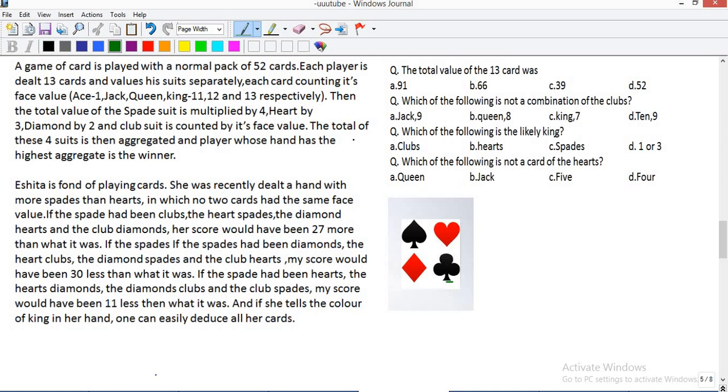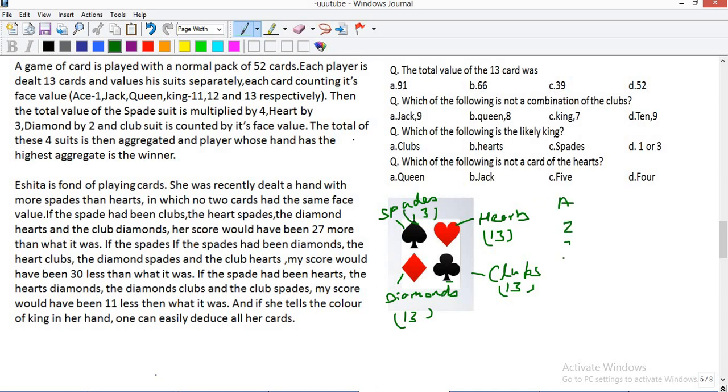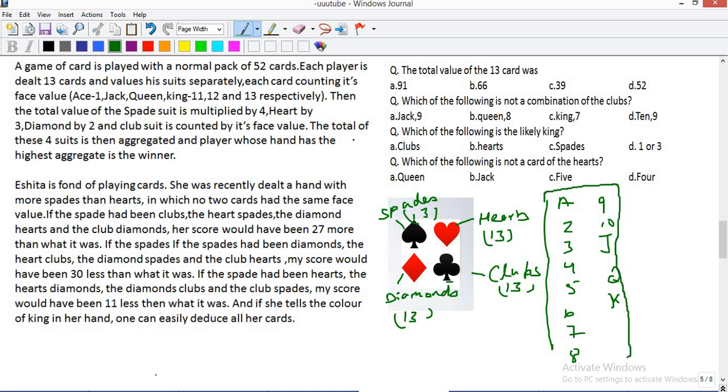This is hearts, this is clubs, this is spades, and this is diamonds. Fine. Now there are a total of 52 cards, 13 of each suit, right? And what are these 13 cards? They're nothing but, starting from ace, 2, 3, 4, 5, 6, 7, 8, 9, 10, jack, queen and king. So these are the 13 cards of each type: hearts, clubs, diamonds and spades. Fine. Now let's start reading the question.